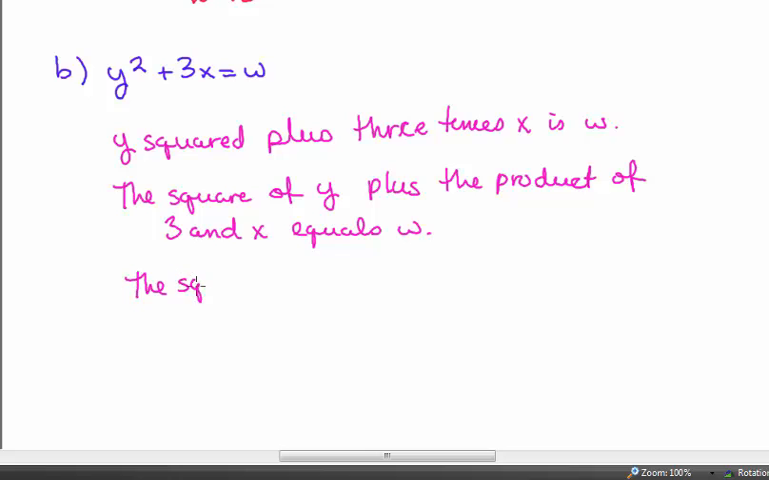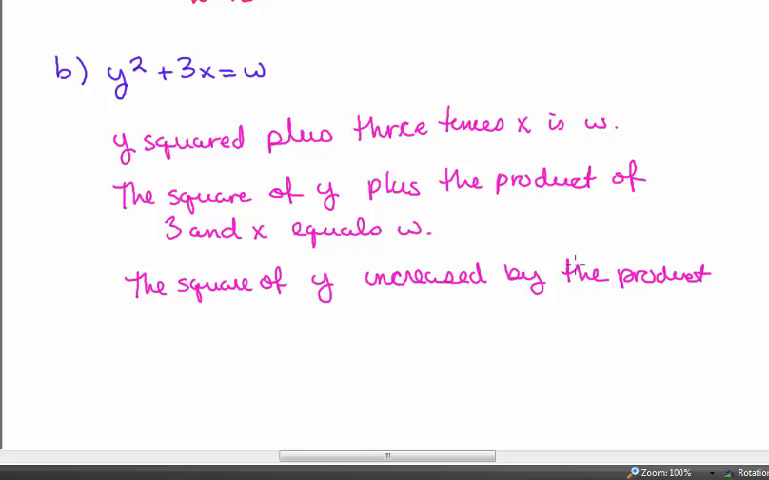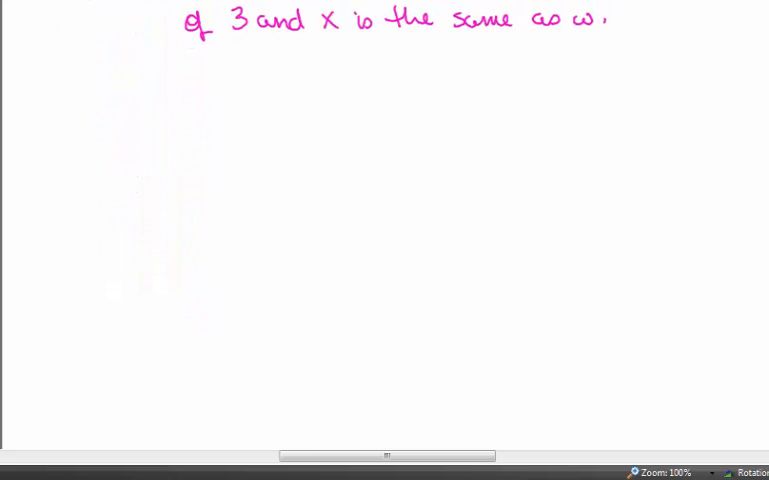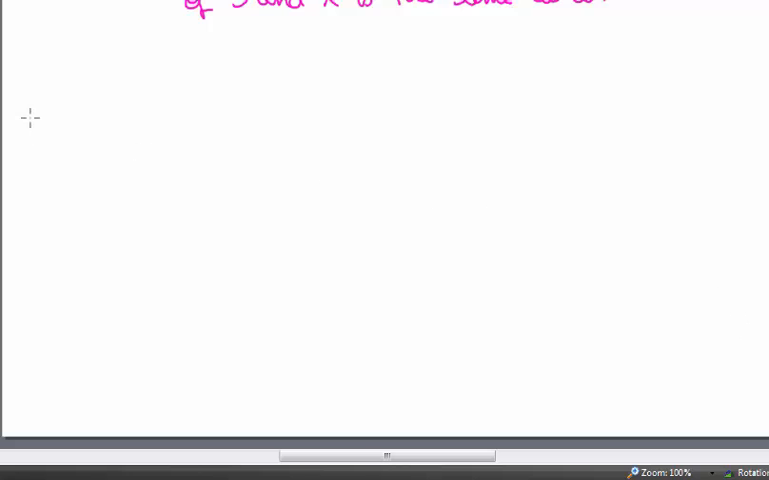The square of y increased by, we'll go with the product again, product of 3 and x is the same as w. So you can be as simple or as complicated as you want to be. Again, I'm just giving a couple of examples. There's probably more ways to write this than that. Just make sure you give me a correct way. There's not necessarily the correct way.